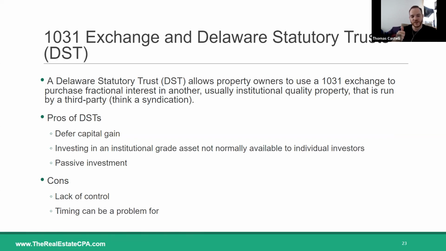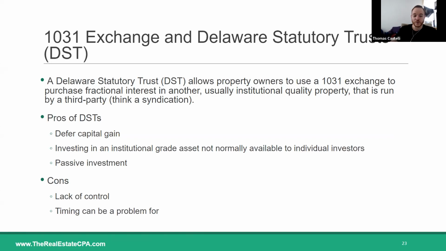The pros of using a DST are you defer the capital gain. You're investing in an institutional grade asset, normally not available to individual investors, and it's a passive investment for you. The cons are the lack of control, and timing can be a problem. I guess I forgot to finish this piece to the side. I do apologize. Timing can be a problem because of the 1031 exchange rules.